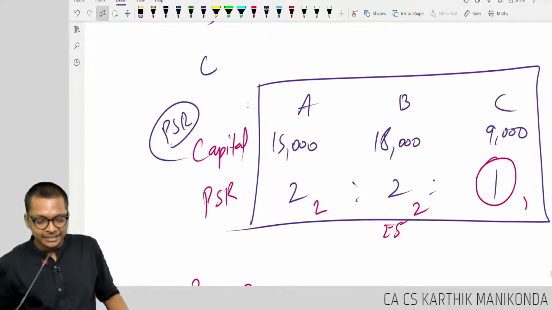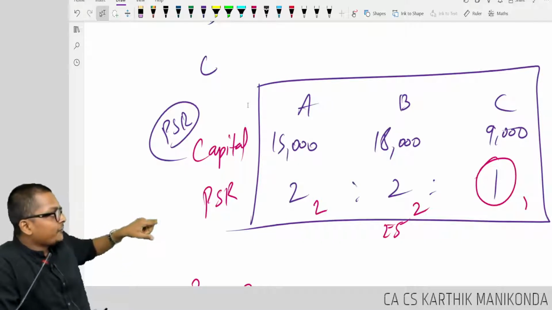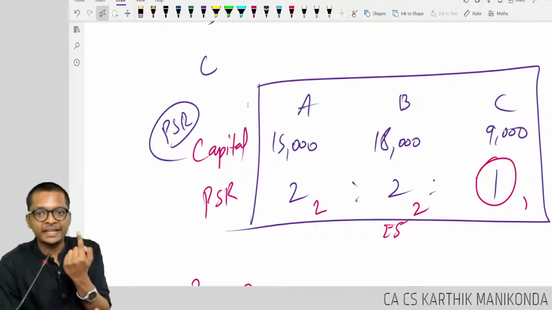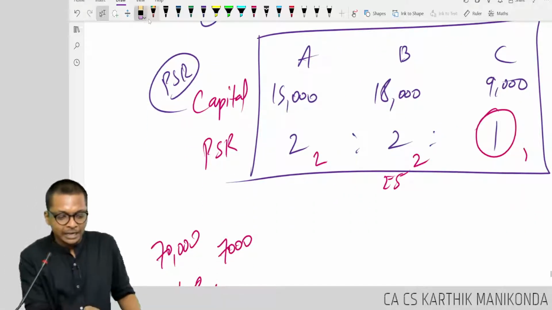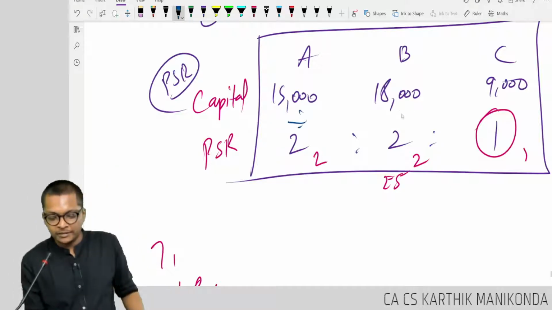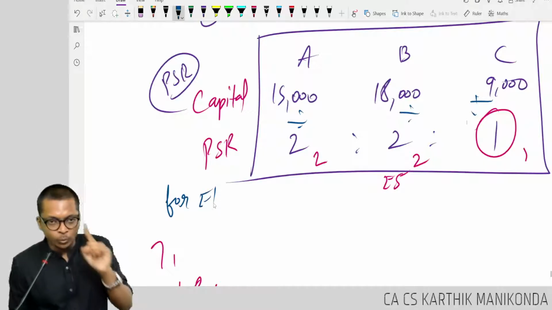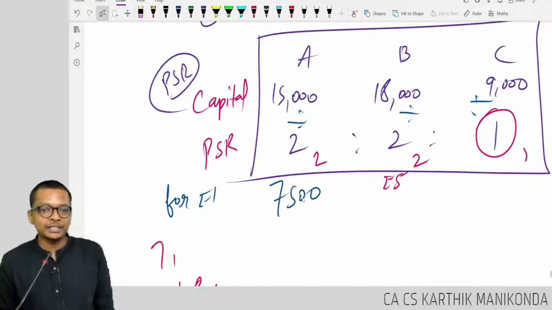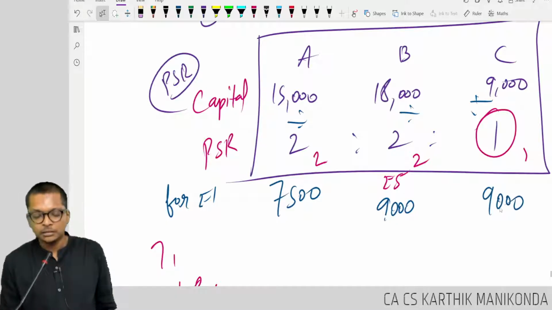But look at this. In this business, they have kind of fooled C. For 1 rupee profit, that fellow, poor guy, he invested 9,000 rupees. So I want to find out for every 1 rupee of profit, how much capital everybody invested. So what I will do, I am just going to divide capital by profit. So I am going to divide this. Are you following? So I will tell for every rupee 1 in profit, A invested how much? 7,500. B invested 9,000. C invested 9,000.